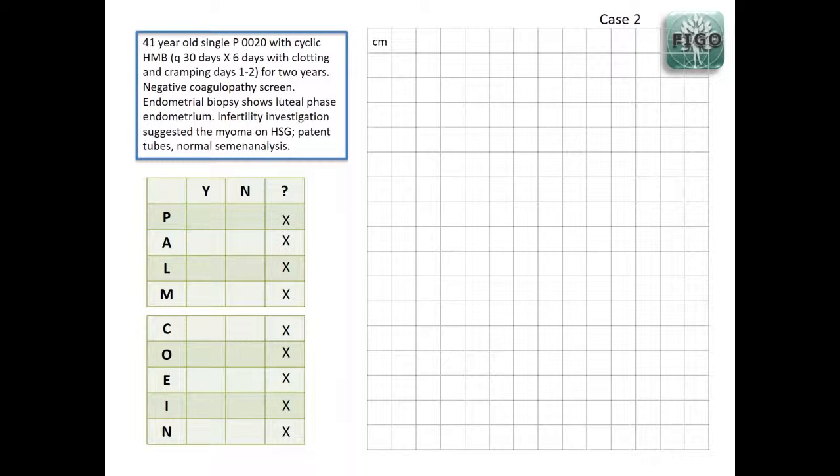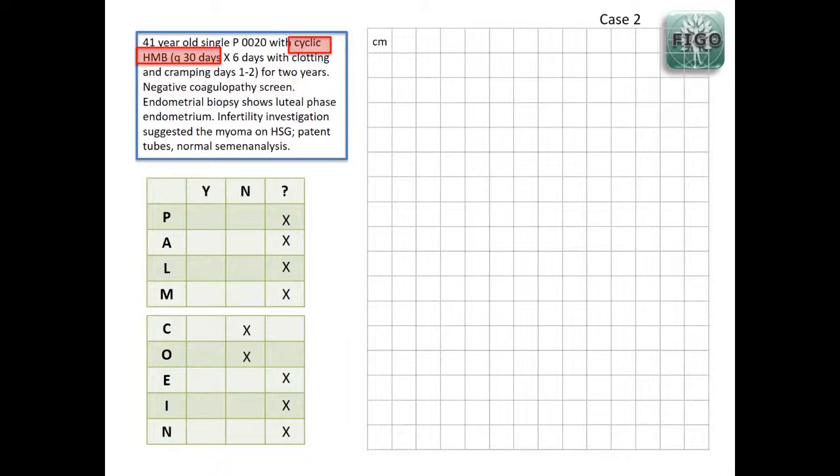In this patient, who is a 41-year-old single, para 0020, she has cyclic heavy menstrual bleeding every 30 days for 6 days with clotting and cramping days 1 to 2 for 2 years. She has a negative coagulopathy screen. She had an endometrial biopsy and it showed luteal phase endometrium. She's also undergone an infertility investigation that suggested that there was a leiomyoma on the hysterosalpingogram with patent tubes and a normal semen analysis.